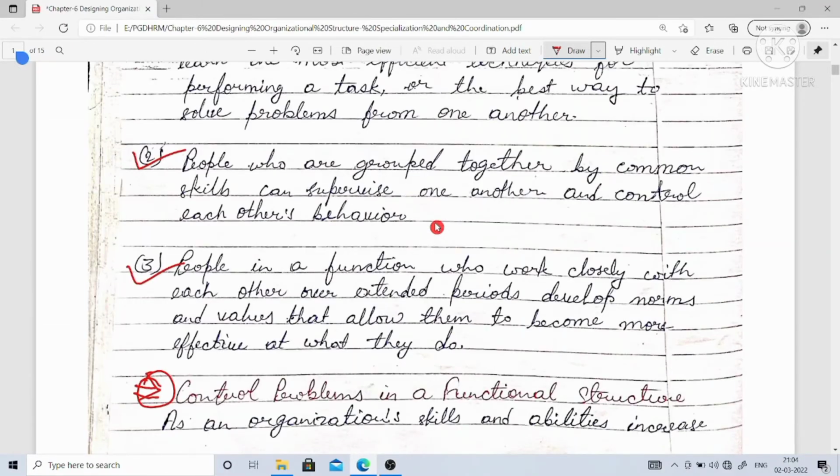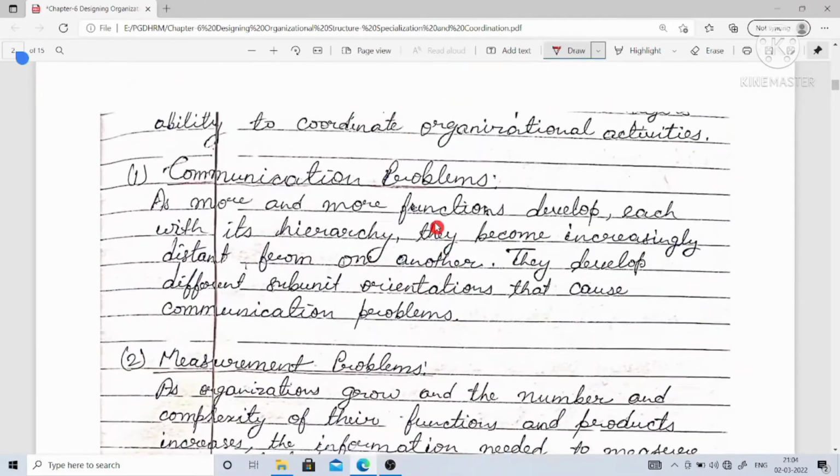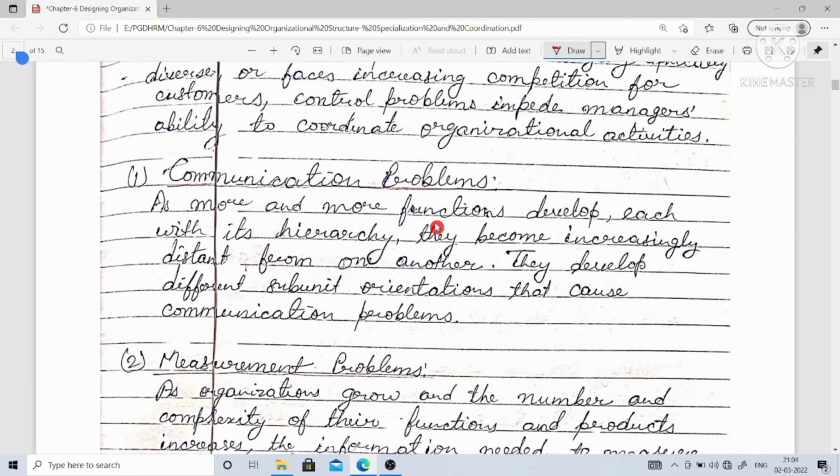So here is the control problem. The first control problem given is communication problems. As more and more functions develop, each with its hierarchy, they become increasingly distant from one another. They develop different subunit orientations that cause communication problems.